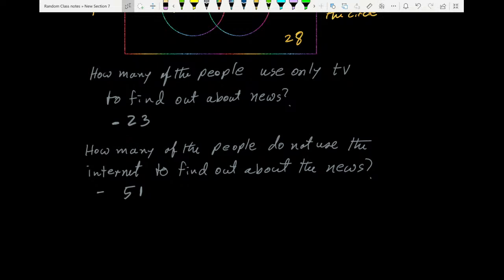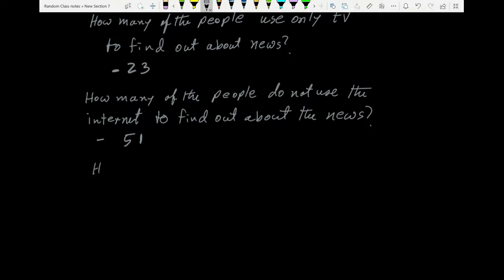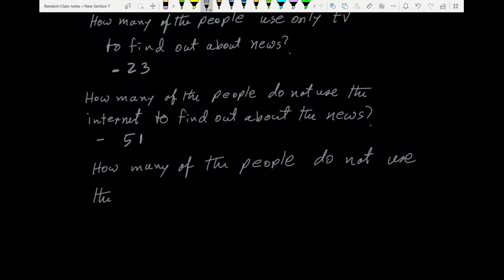How many of the people do not use television to find out about the news? How many of the people use the telly to find out about news?